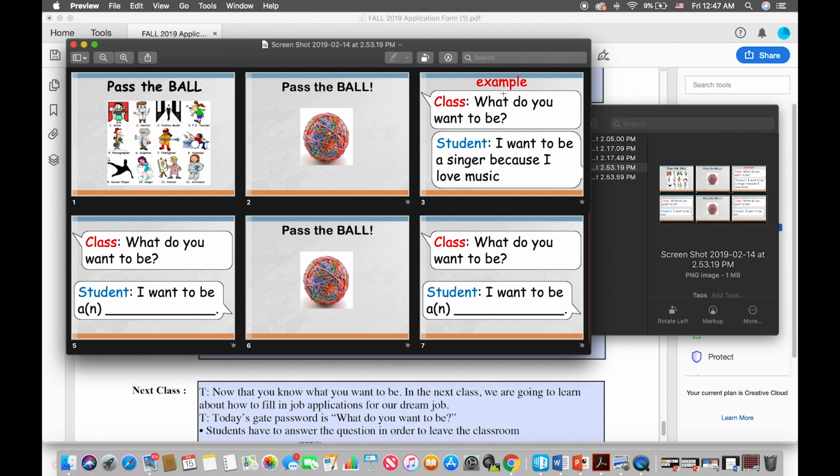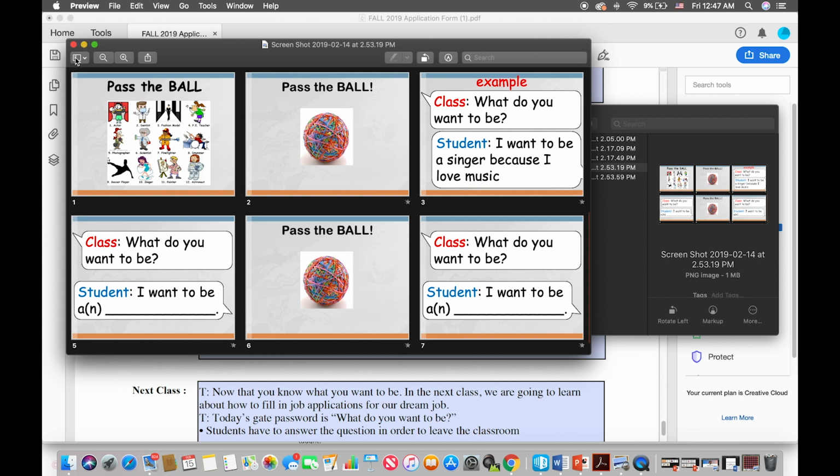They pass the ball, and this is an example. I will show them how to play the game, and this is how they have to answer. So the class will ask, what do you want to be? And the student who has the ball will have to say, I want to be a blah blah blah, because I should have included it over here. But basically you get the idea.